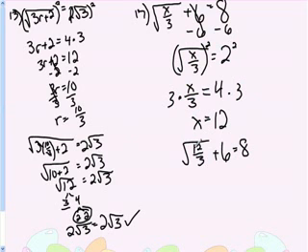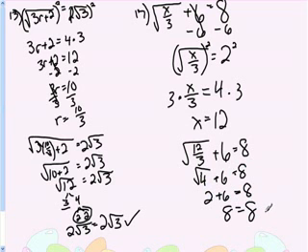12 over 3 is 4. Square root of 4 is 2. Make sure you show all of these steps. 8 does equal 8, so my answer checks. Okay, so there's a lot of steps. You need to show all of your work, so that you can do the harder problems too.